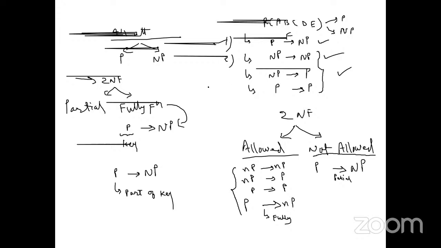In another way, we can say the other two categories which we have categorized here are allowed. That is, the rest of the two conditions: prime depends on non-prime, and prime depends on prime. So again, we will categorize what is allowed and what is not allowed for third NF. So let's say what is allowed and what is not allowed.